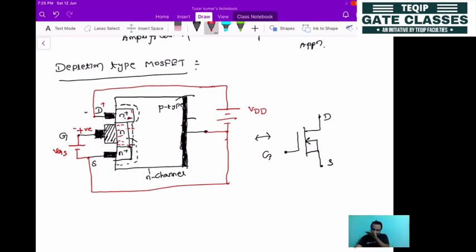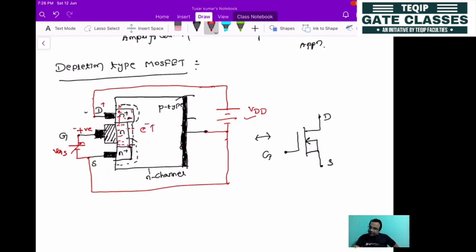So what happens here? You have applied one VGS voltage, then you go on increasing the VGS value. As you increase it, a channel full of charge carriers will be formed. After that, whenever you apply a VDD voltage here, the electrons will start moving in this direction, in the upward direction, that is from source to drain.